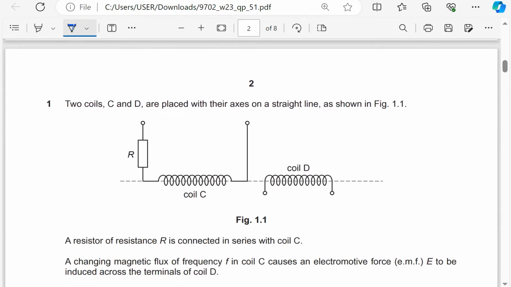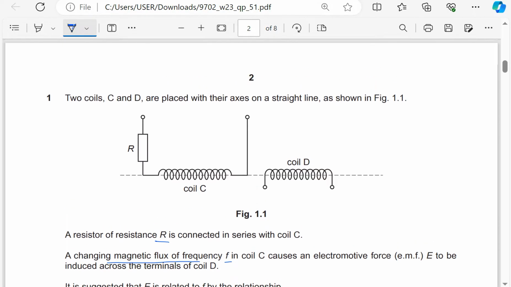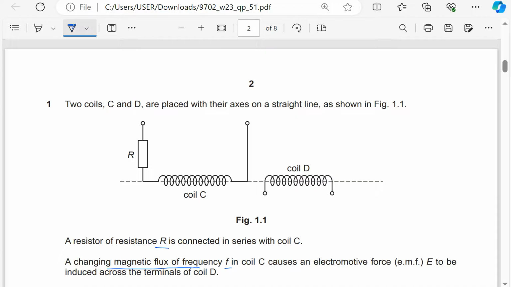So this is question number 1. Two coils C and D are placed with their axes on a straight line as shown in the figure. A resistor of resistance R is connected in series with the coil C. A changing magnetic flux of frequency f in coil C causes an electromotive force E to be induced across the terminals of coil D. So we know an EMF is going to be induced in coil D. So the best thing, to increase the induced EMF, would be to put this onto a soft iron core.